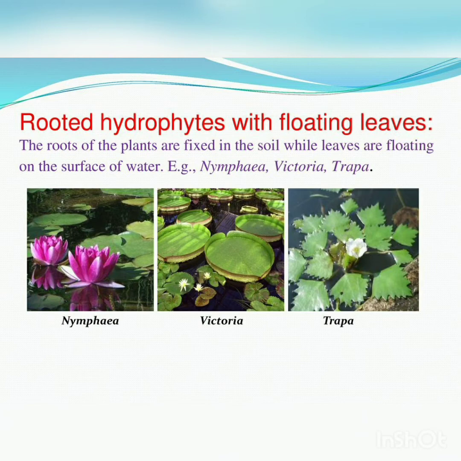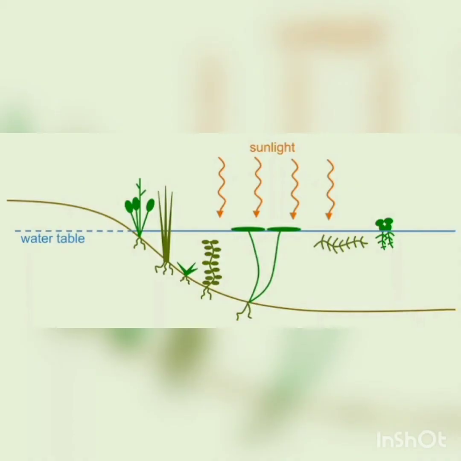The next type of hydrophytes are rooted hydrophytes with floating leaves. That means in this case, the roots are attached to the soil below the water, but the leaves are floating. For example, lotus. The common example is lotus. See the picture. So these plants are rooted hydrophytes with free floating leaves. Their roots are attached to the soil.